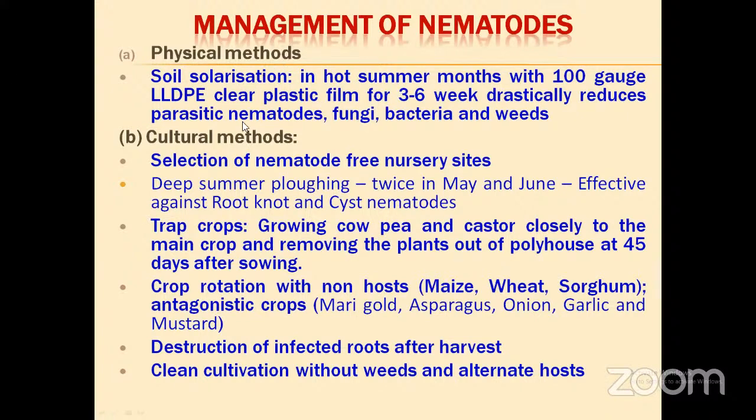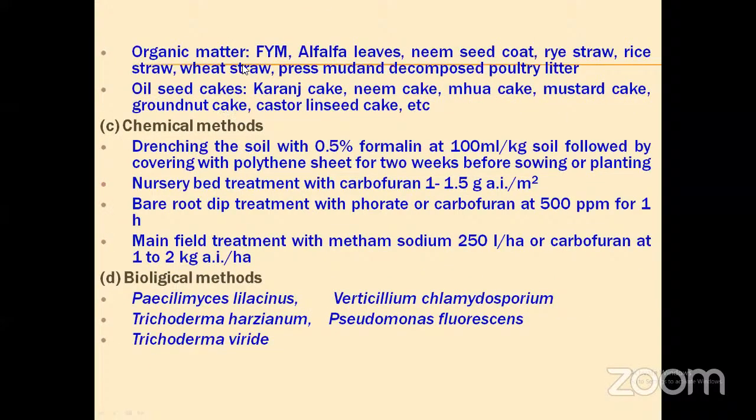One is the physical method, as I already told you, that is soil solarization. Then cultural methods, which are very important nowadays. We should go back to the basics. Instead of simply applying chemicals, we should take these basic things to manage the nematodes: raising of trap crops, crop rotation, destroying of infested roots and organic matter.